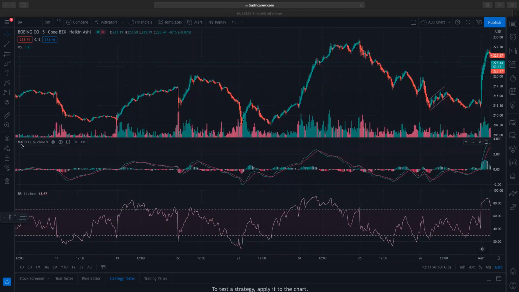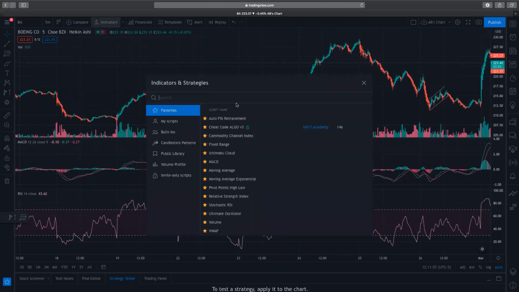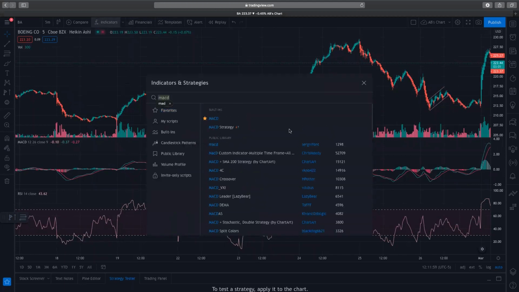And then the periods on this, 12, 26, 9, I don't really change those. They're defaulted. But again, just to show you how to operate this, let's go to indicators, and you would just put in MACD, and there's your indicator.